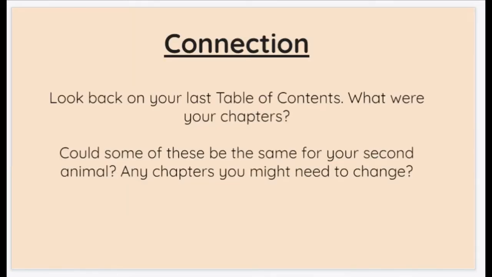So think back, or you can open up and take a look at your last table of contents. What were your chapters? Could some of those be the same for your second animal? Any chapters you might need to change?